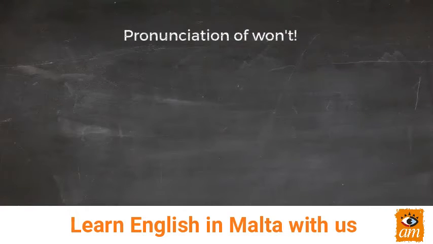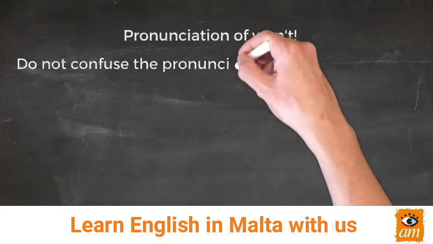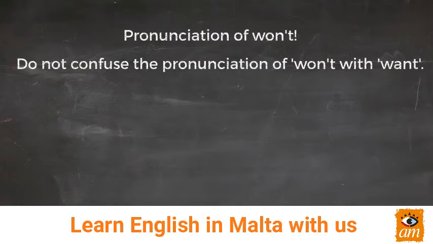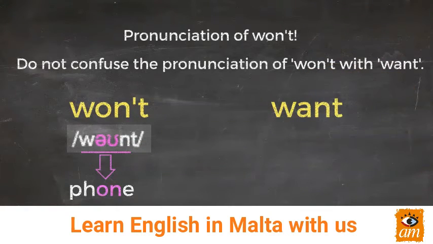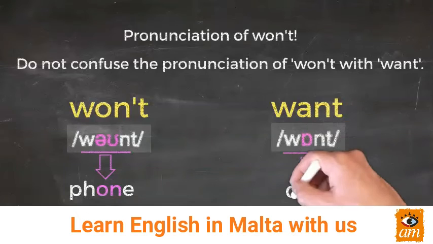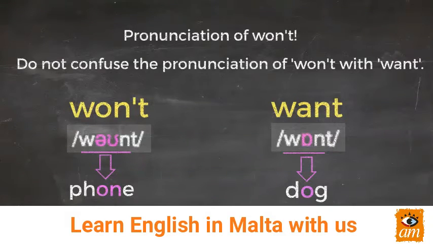But let's look at the pronunciation of won't. Now, do not confuse the pronunciation of won't with want. Now, won't has this O sound. This O sound is the same sound as you would hear in the word phone. Want, on the other hand, has an O sound. And this O sound is the same sound that you would hear in the word dog. So you have won't and want.